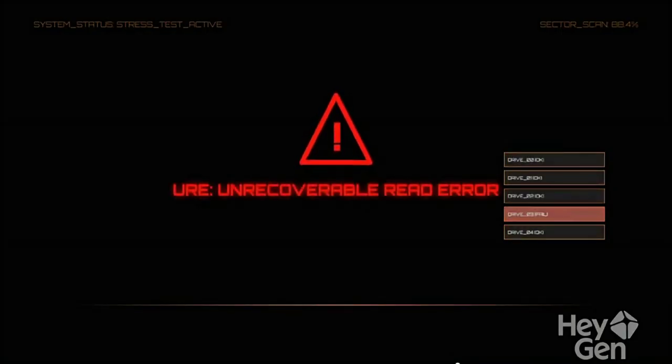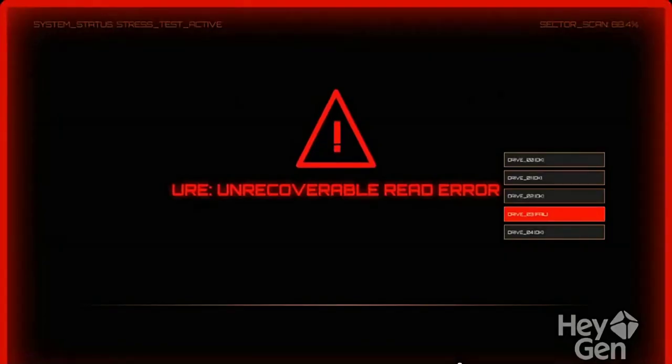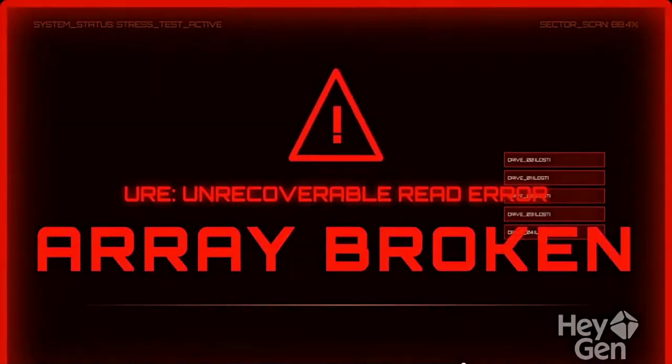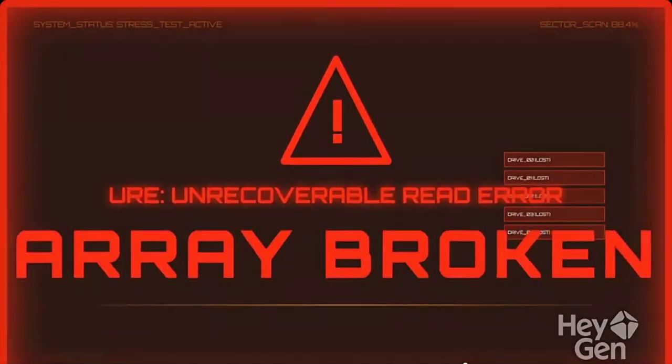But RAID 5 has a dangerous vulnerability window. When a drive fails, the array enters a degraded state. Once you insert a replacement, the system must read every remaining sector on the surviving older drives to calculate and rebuild the new disk. This intensive multi-day stress test can cause an older drive to throw an unrecoverable read error, or URE. If that happens during a rebuild, your entire RAID 5 array collapses into total data loss.